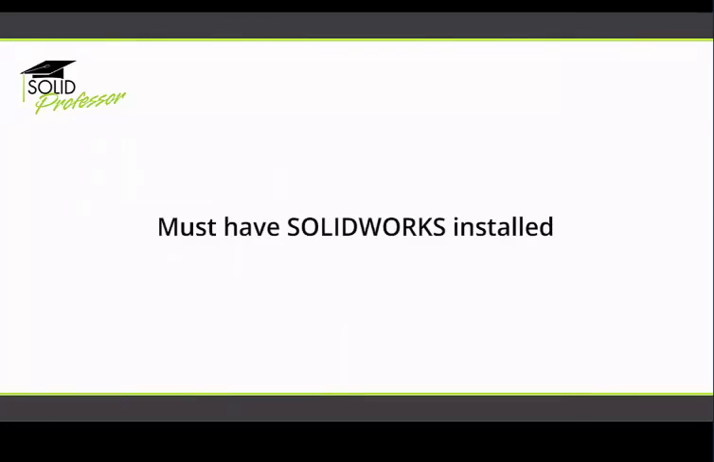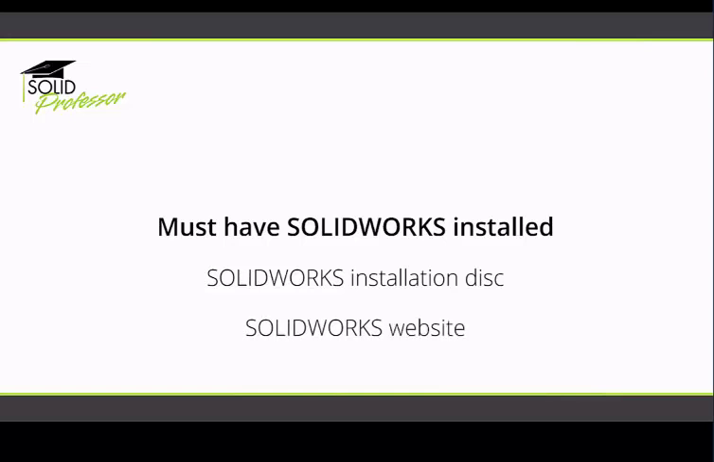If SOLIDWORKS Flow Simulation isn't already set up on your machine, it's easy to install on your own. First, you have to have SOLIDWORKS installed on your system, which you can do either from a SOLIDWORKS installation disk or by downloading the software from the SOLIDWORKS website. I'm going to assume you already have SOLIDWORKS installed on your machine, but I'd like to walk through the steps to installing the Flow Simulation add-in. These steps might vary slightly based on what operating system and version you're using, but the process should be similar.